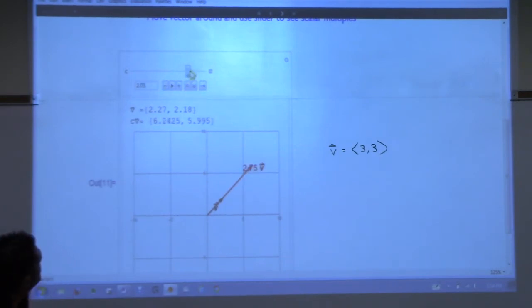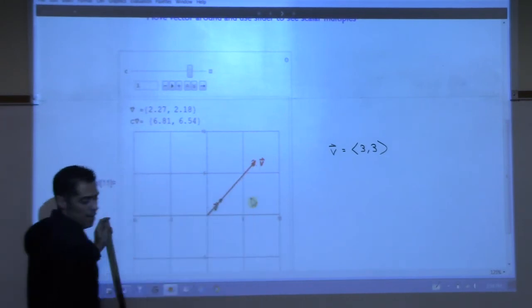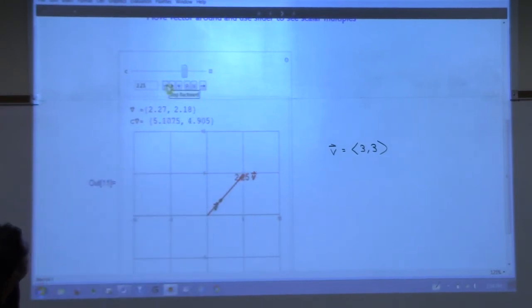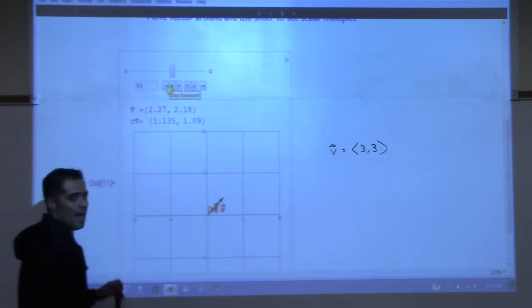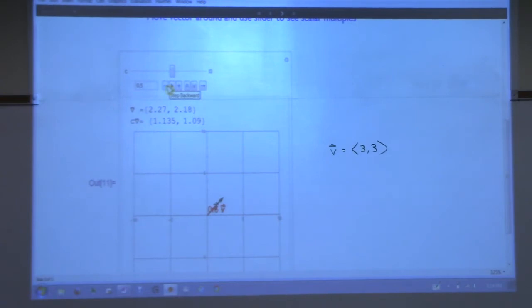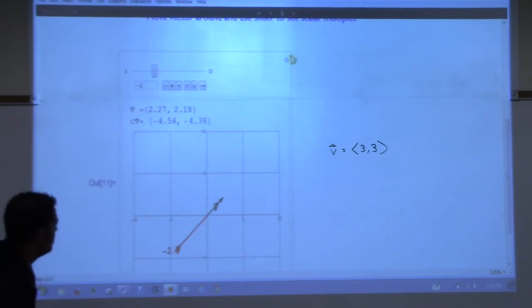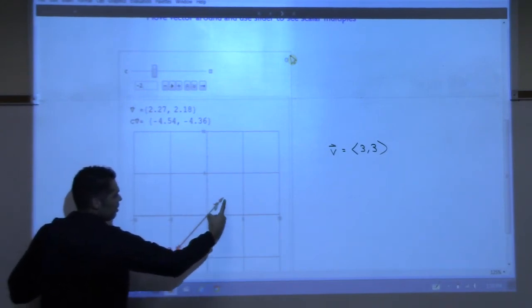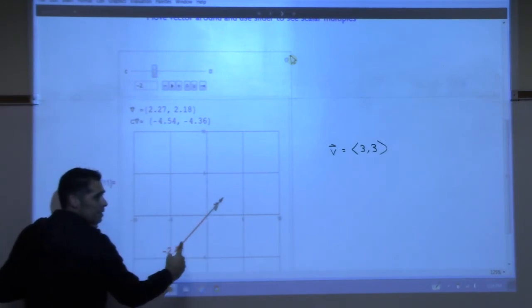If I do 3, it's going to triple the length. So I take v and I triple its length. Same direction. If I multiply it by a number smaller than 1, like 0.5, same direction, half the length. And what's going to happen if I do -1? It should point in the opposite direction. I'll do -2. Here's v, pointing in this direction. Here's how long it is. -2 times v is going to flip it over the opposite direction and double its length.